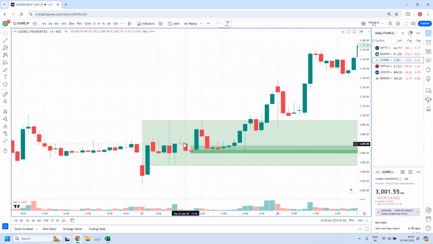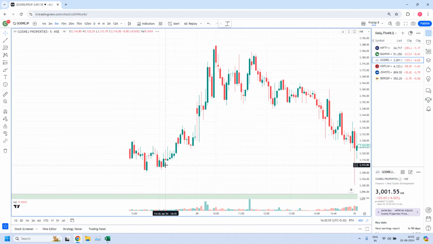So here we have a drop, base and rally. This is the 15 minute zone. This is a fine tuned 15 minute zone inside the 75 minute zone. This 15 minute zone is again fine tuned with the 5 minutes time frame. So I am moving on to the 5 minutes time frame.